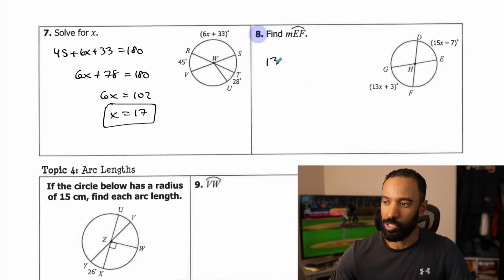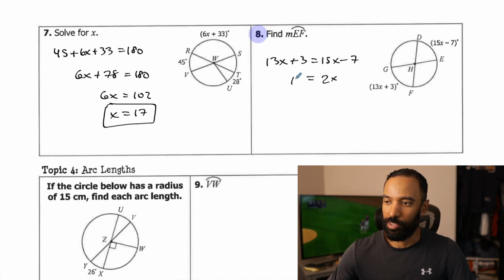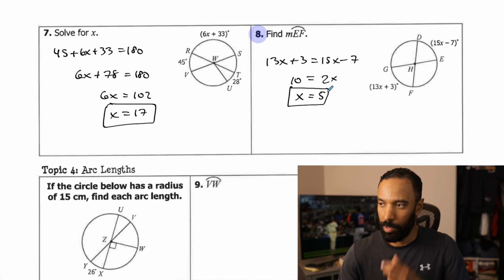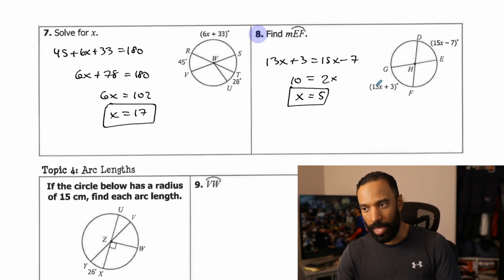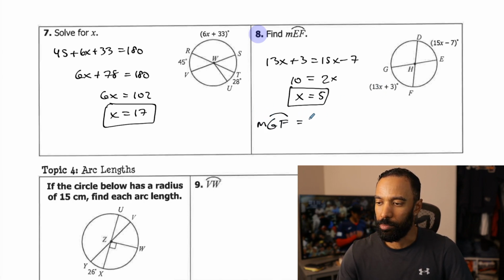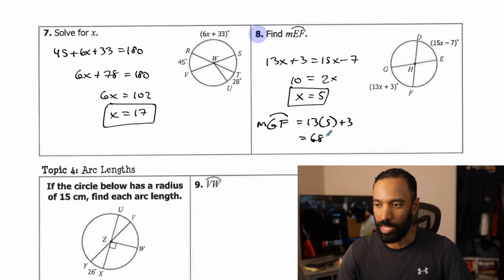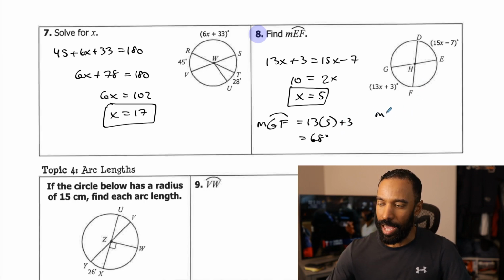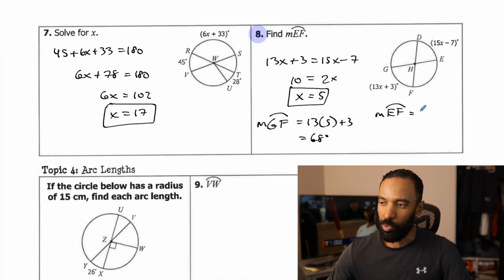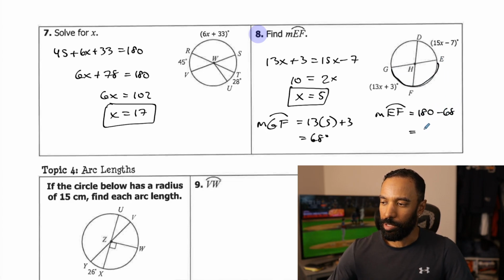We got 13x plus 3 equals 15x minus 7. Subtract 13x from both sides, add 7 to both sides, and divide both sides by 2. You get x equals 5. Not nearly the answer, but I'm just going to box it. Let's substitute 5 for x into one of these. So the measure of arc GF, for example, is going to be 13 times 5 plus 3. That's 65 plus 3, which is 68 degrees. Now, the measure of arc EF is going to be 180 minus that, because these two make that semicircle. And that'll be 112 degrees.